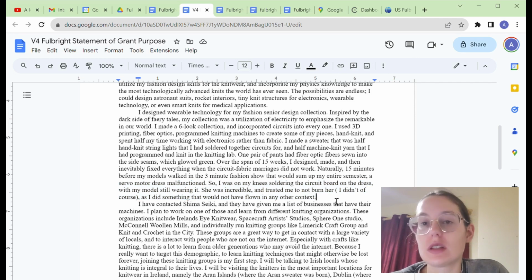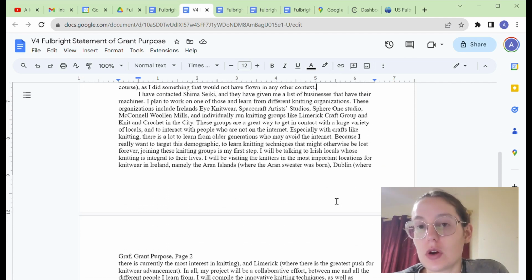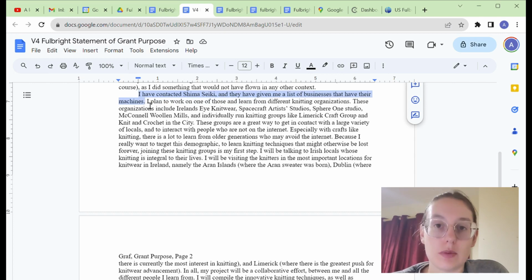And the more detail you give for each of these anecdotes, the more your application will stand out and the more you'll seem like a real person to whoever is reading this. It also helps to show that you have done some work, like you're really committed to this. So I said, I have contacted Shimaseki and they've given me a list of businesses that have their machines. These are knitting machines that I want to use in country, and I have found these machines. You're proving that your project will be viable, and you're also proving that you've put some effort into this.